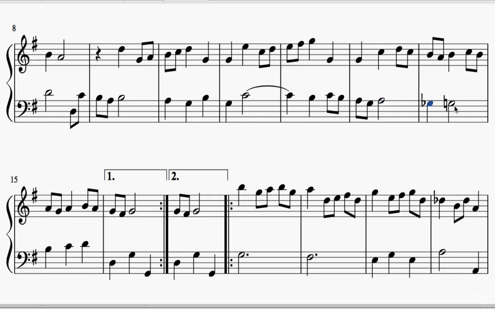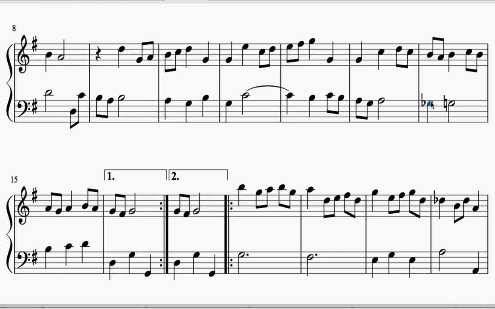All right, now something interesting. Here we have a totally out of the key note. This is a G flat. That makes no sense, right? G flat. But it kind of does. It kind of does make sense. Let's not think of it as a G flat. Let's think of that as an F sharp. Same note, right? F sharp is in the key of G.